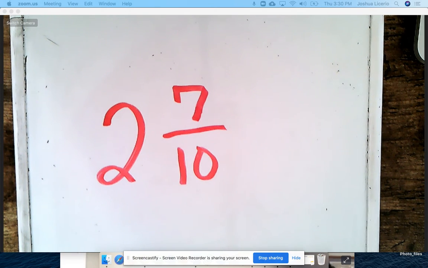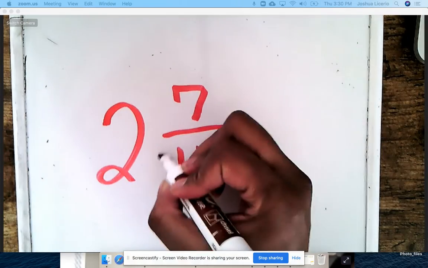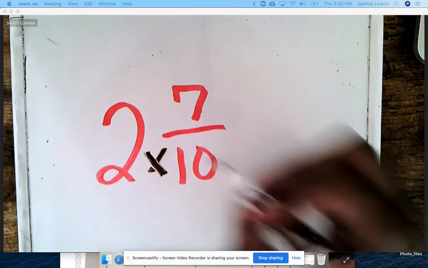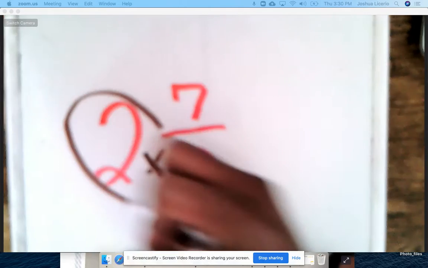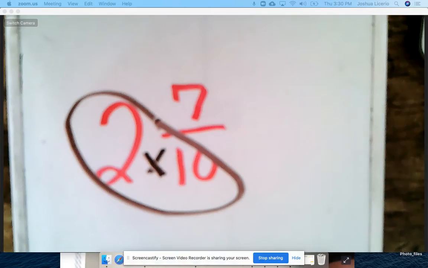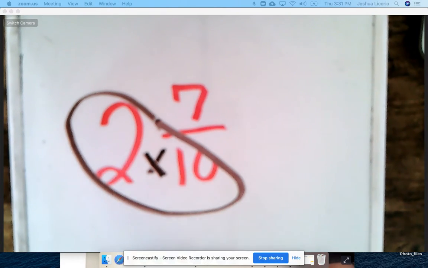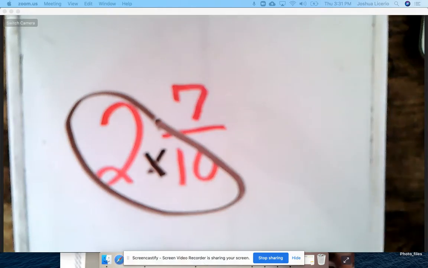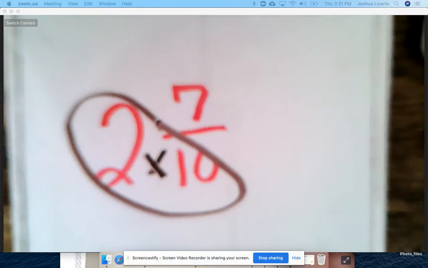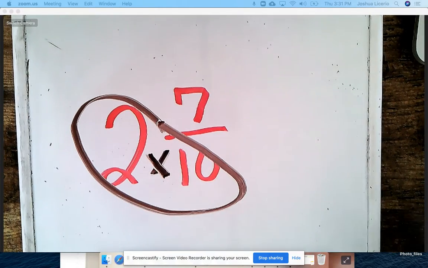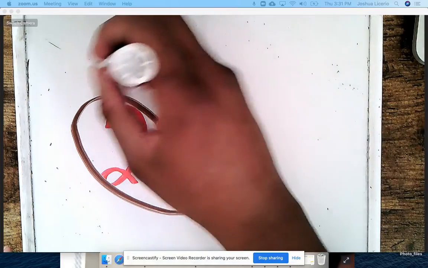So let's think about this. What is the first thing I must do to convert this mixed number to an improper fraction? Exactly. The first step I must do is multiply. What am I multiplying? My whole number and my denominator. I'm going to do that by circling those two numbers so that I know those are the two numbers that I'm multiplying. I'm multiplying 2 times 10. Perfect. There we go. 2 times 10. Well, I know that's 20.